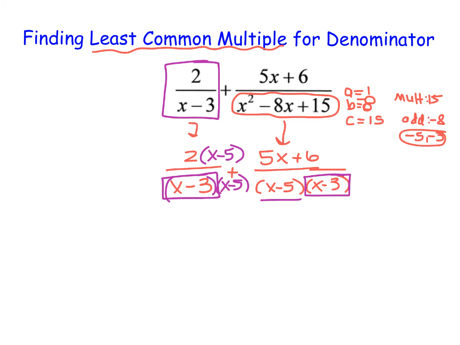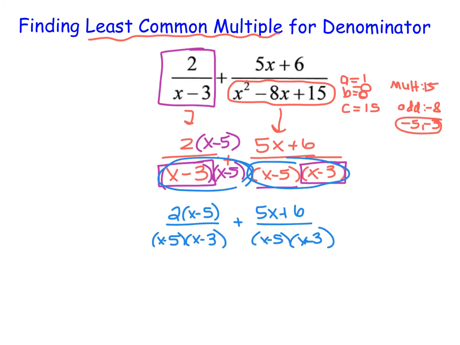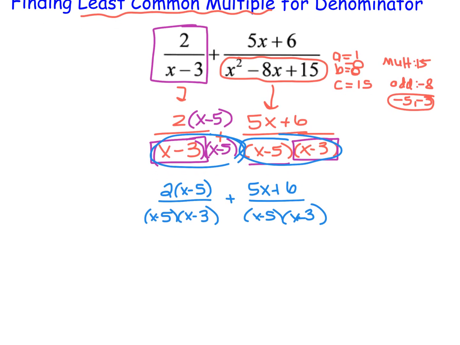So this first fraction would become 2 times x minus 5 in the numerator. Then the denominator, we're multiplying the same two little expressions that we were multiplying over here, so we can write them in any order. So this becomes x minus 5 times x minus 3. I then still have the 5x plus 6 over x minus 5 times x minus 3. So here we can see that we now have a common denominator. So we didn't need to multiply by x squared minus 8x plus 15 to both of these.